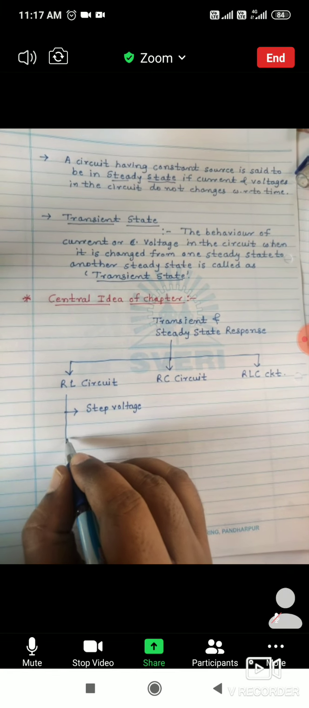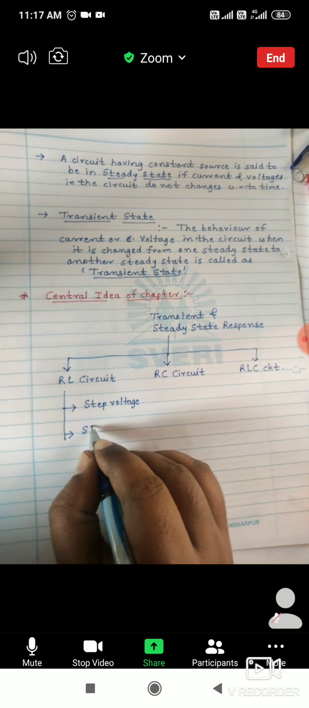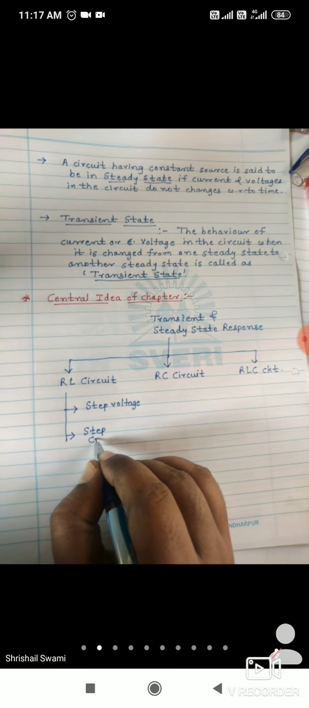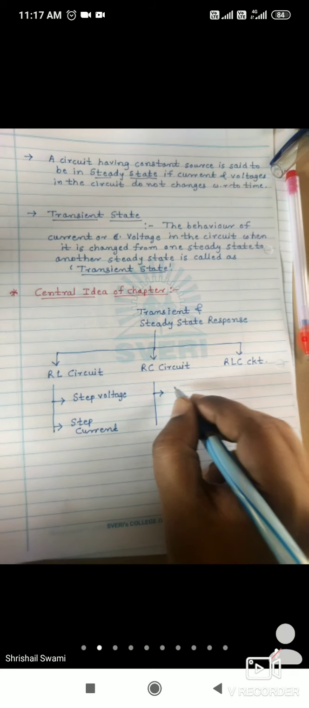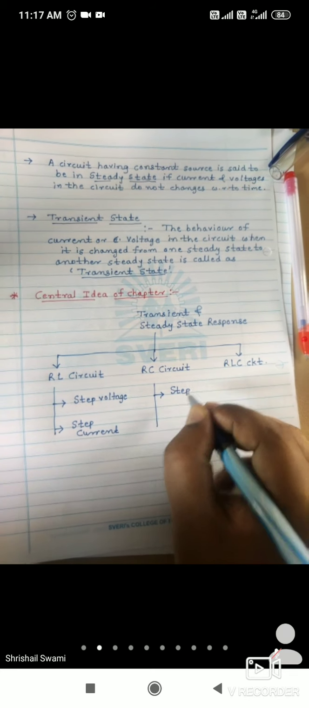So we are learning the step voltage response, then the step current response. Everywhere we are going to learn step voltage response and step current response.